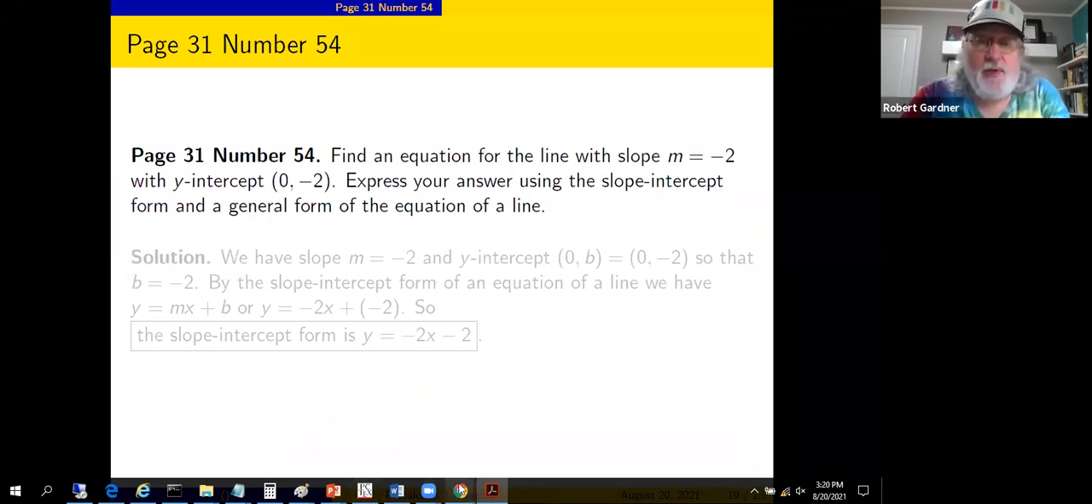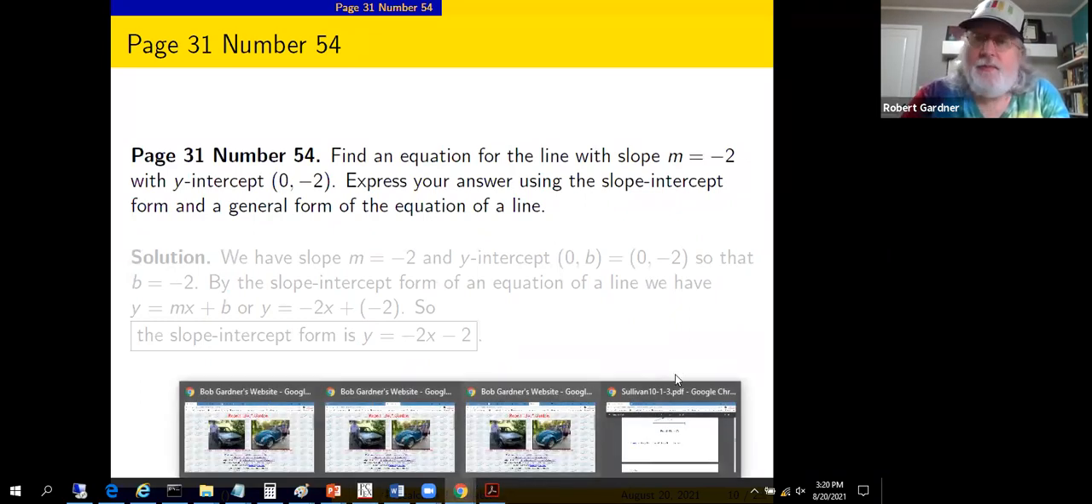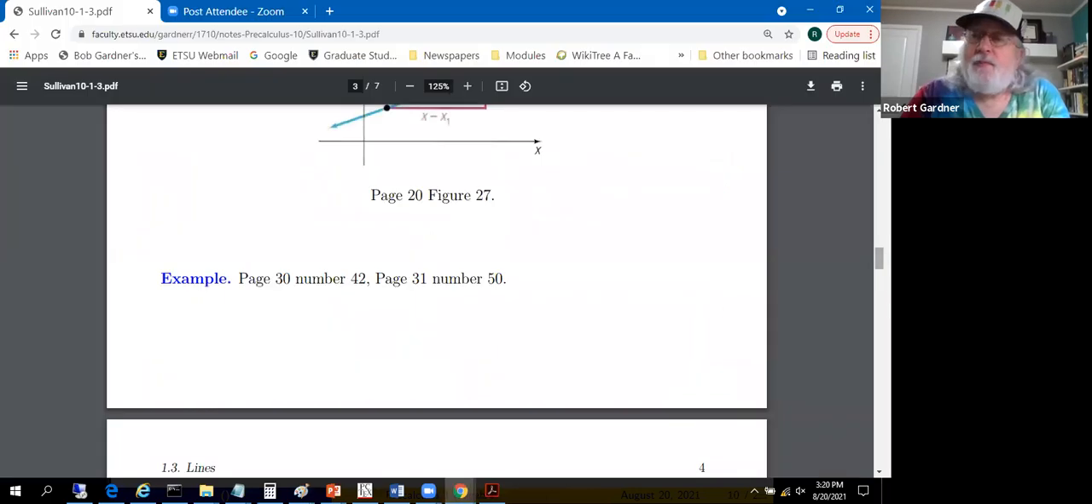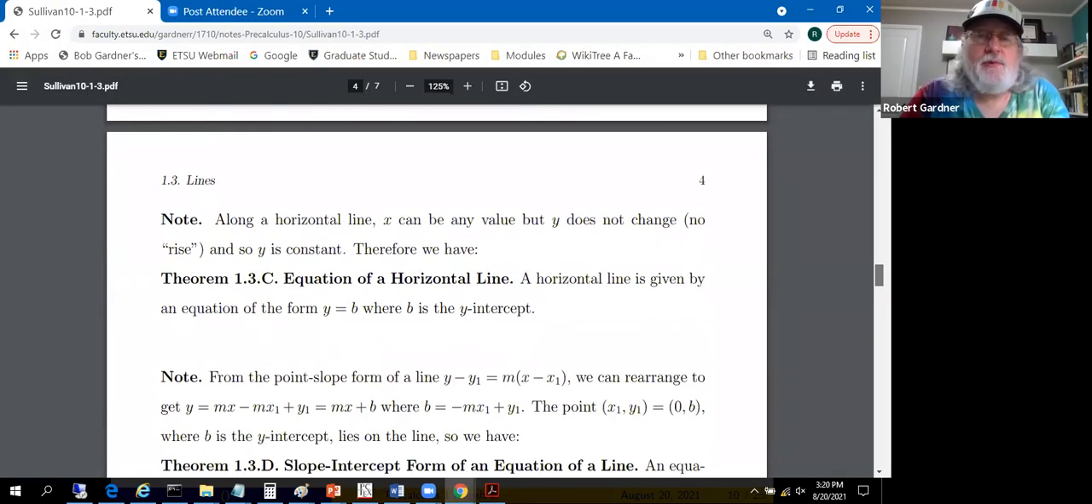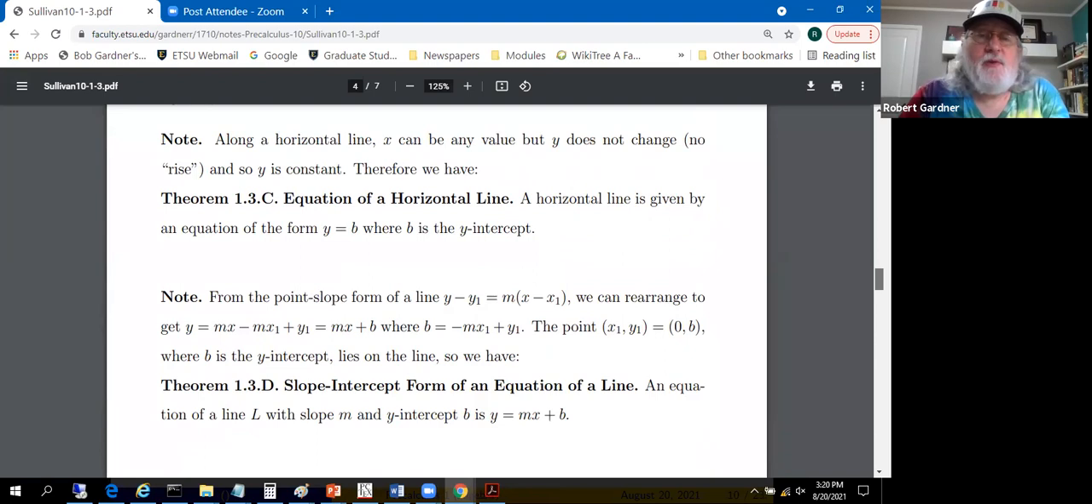Actually, let me go back to the notes. Okay, that took care of those 2. A couple of other observations. Along a horizontal line, x can be made to be any value, but y doesn't change. There's no rise this time. And so we get y as a constant. The equation of a horizontal line is of the form y equals b. y equals a constant where b is, say, the y-intercept.